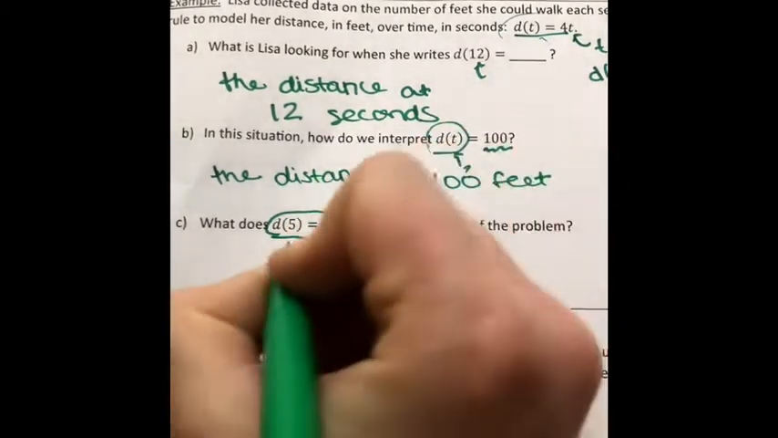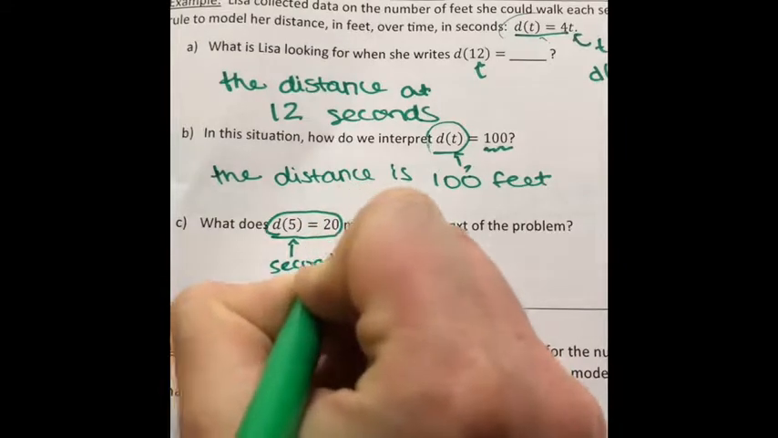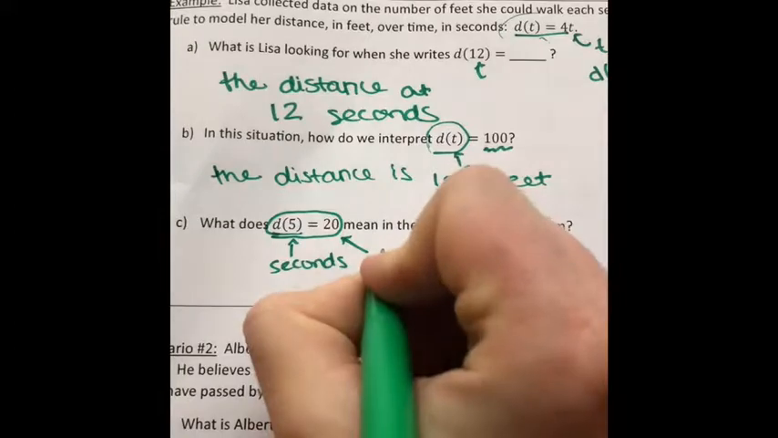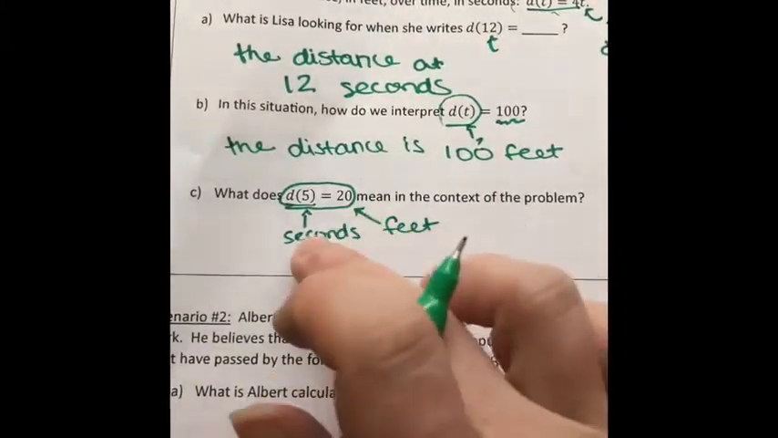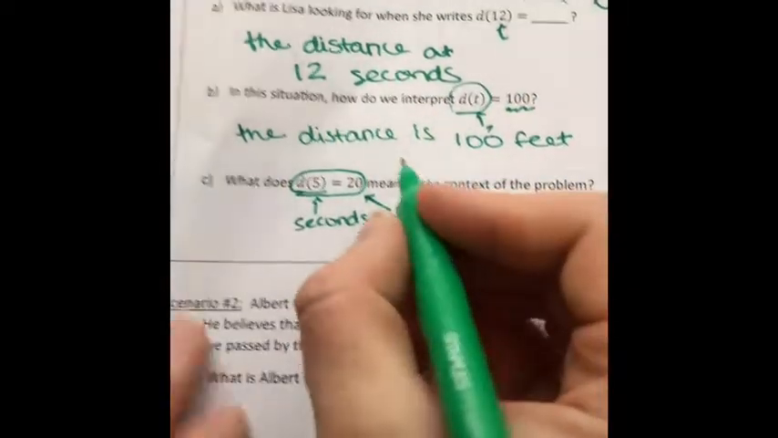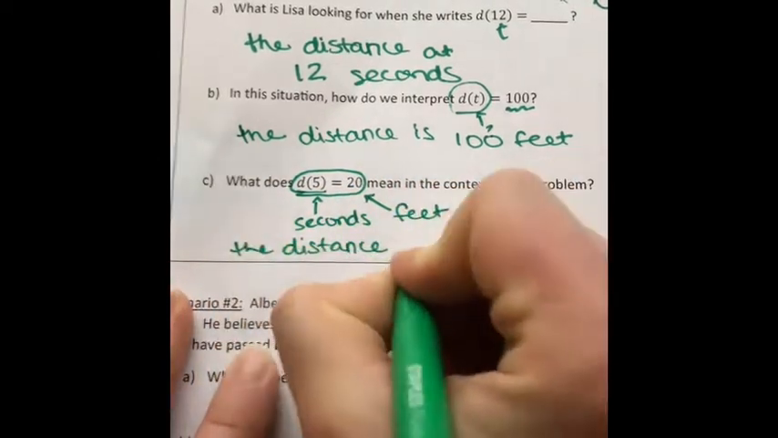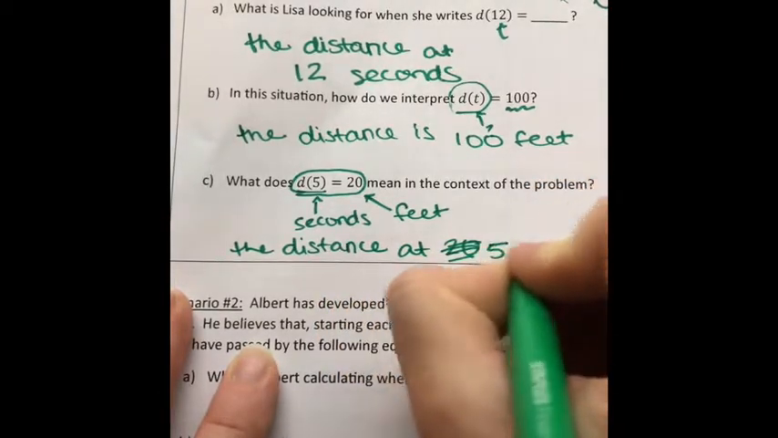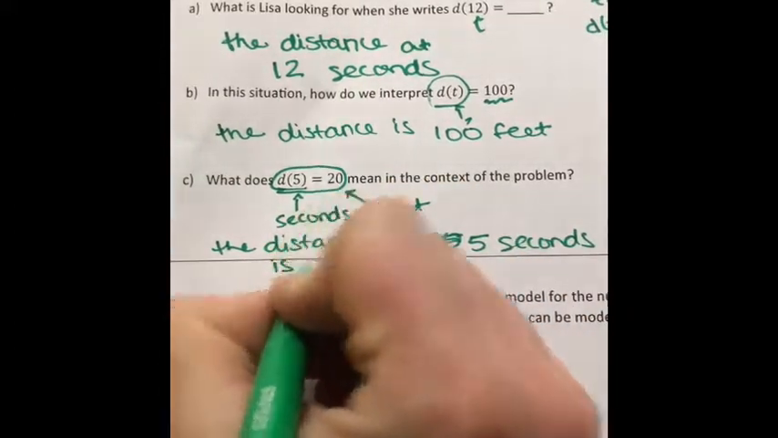Finally, what does this phrase d of 5 equals 20 mean in the context of the problem? Well, we know that 5 inside the parentheses is the number of seconds, and we know that 20, set equal to d, is the number of feet. So when we break it down into those two parts, identify the components, we can put it all together again into one sentence that says the distance at 5 seconds is 20 feet.